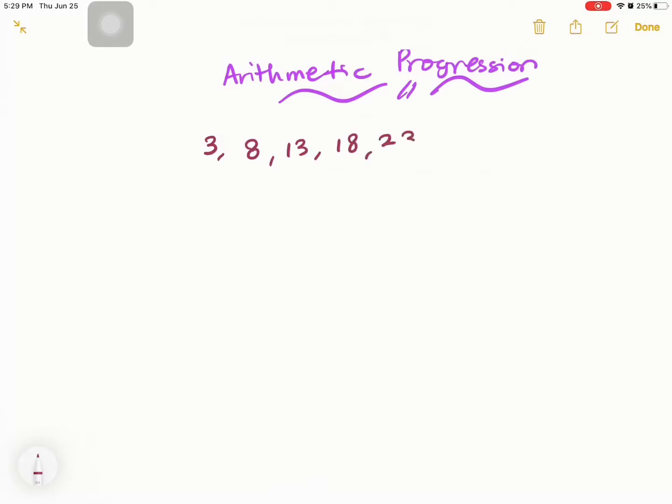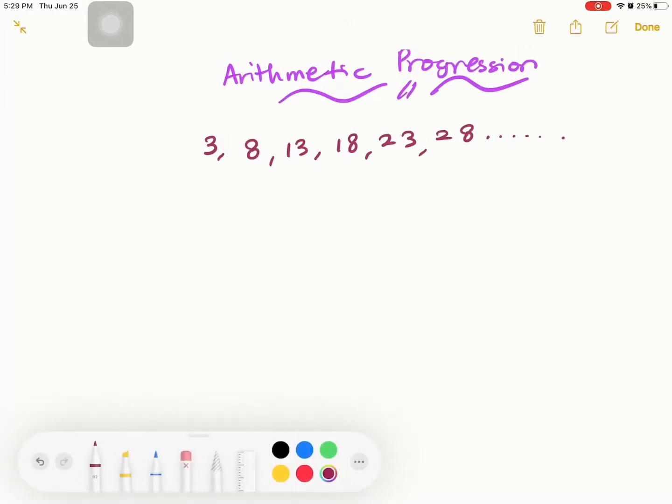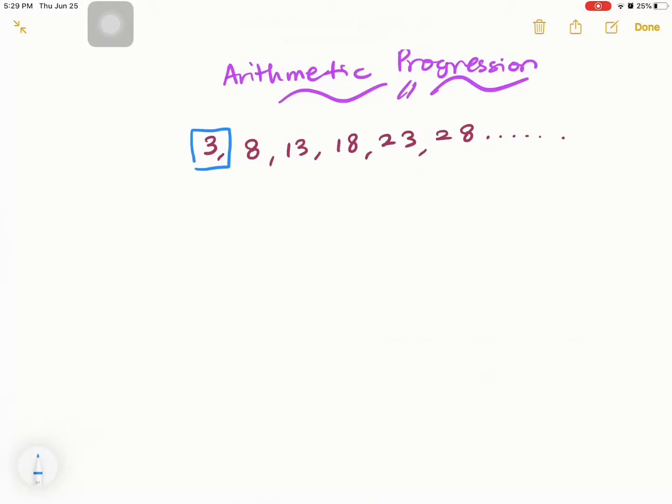18, 23 and 28, and it is continuous. Let's say this is the sequence of numbers. So we say that the number that is the first one, we call A, or the initial number. We call A the first term.